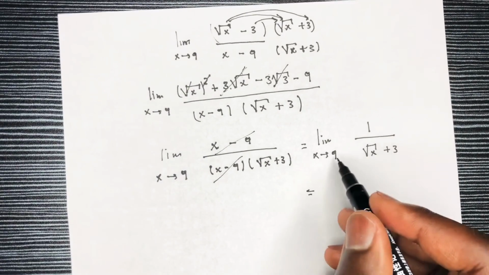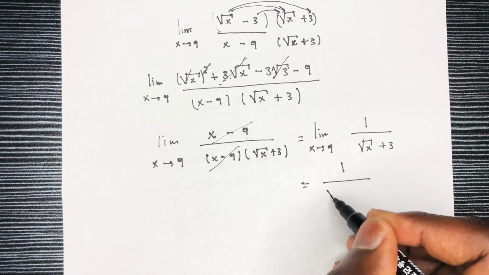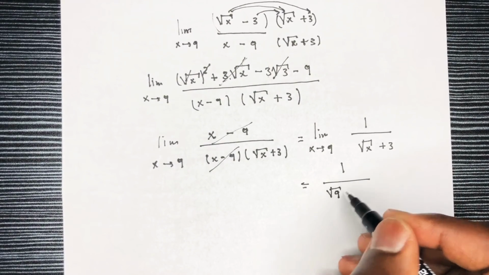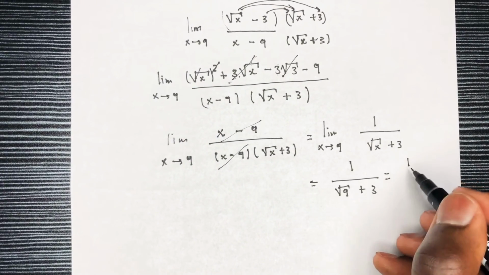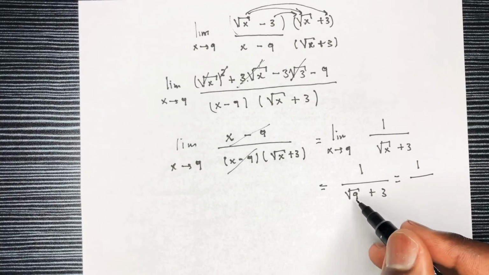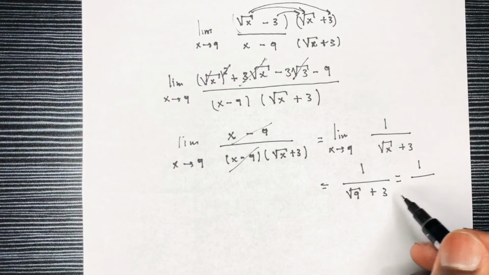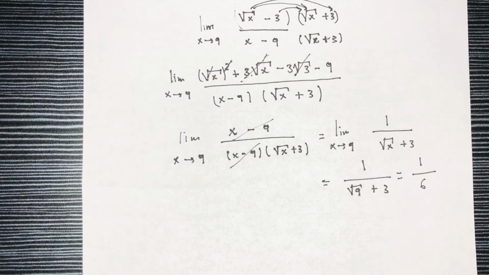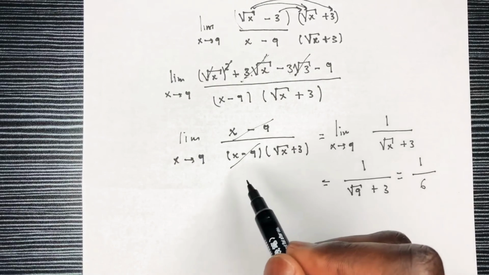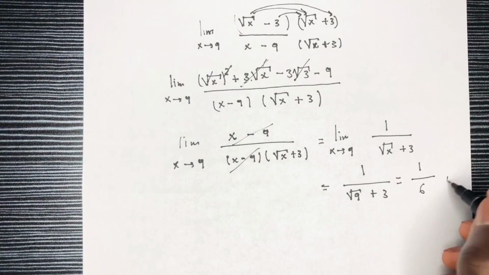After that we can plug the 9 into this function, which is going to be 1 over the square root of 9 plus 3. The square root of 9 is 3, and 3 plus 3 is going to be 6. So the answer is 1 over 6. Sorry, I forgot. Yes, and that's it for this one.